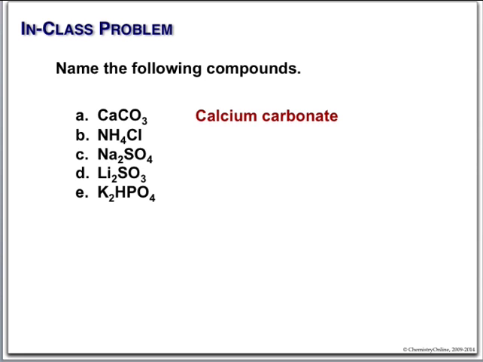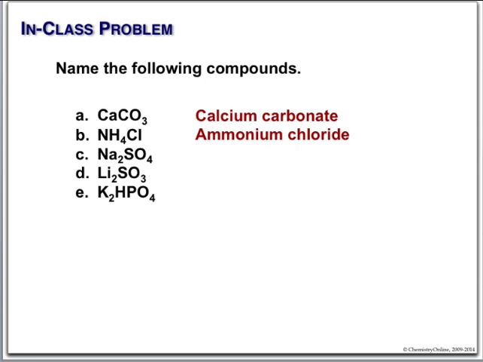The only positive polyatomic we had to worry about was NH4. We said that that was ammonium. So as our cation, that comes first, ammonium. Chlorine is the other thing. This is +1, -1. So this is just ammonium chloride.